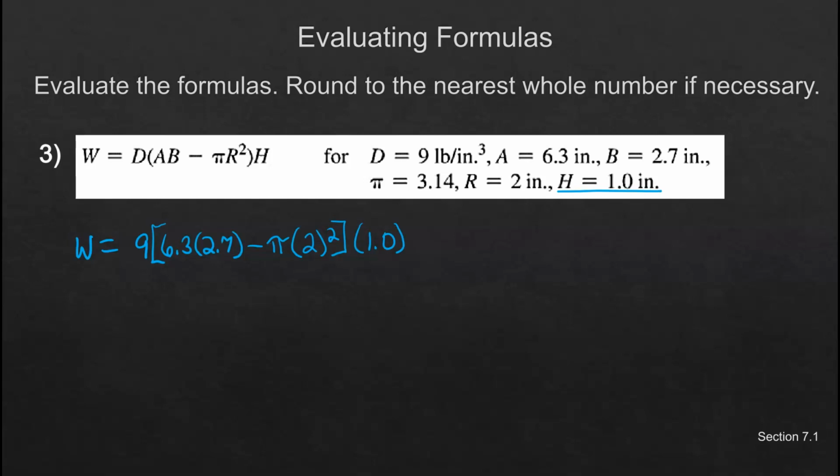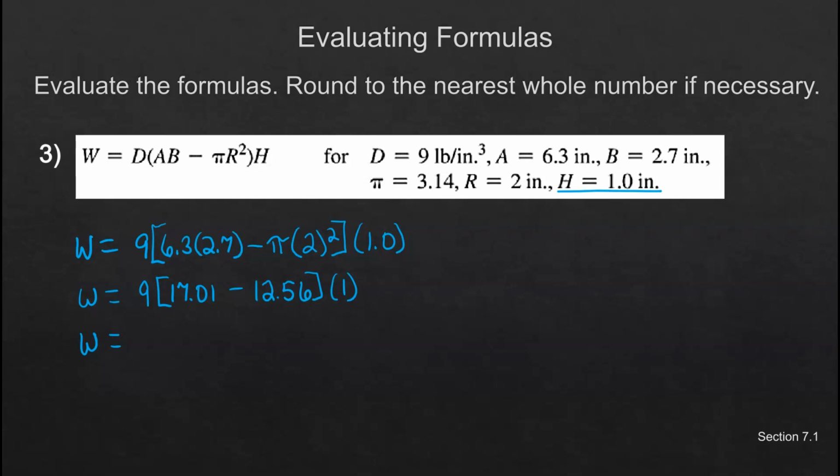All right, so then we just go through and do all of our calculating. That's going to be 9 times 6.3 times 2.7, which is 17.01. And then that is pi times 4. So pi times 4 is 12.56. And we're multiplying that times 1. So we could really kind of drop that, but we need it to figure out our units. So I'm going to leave it on there for that reason.